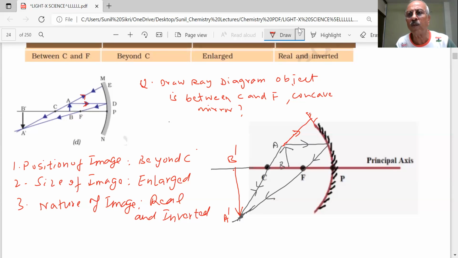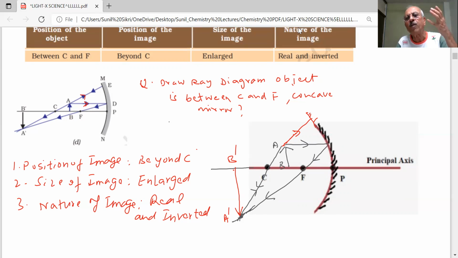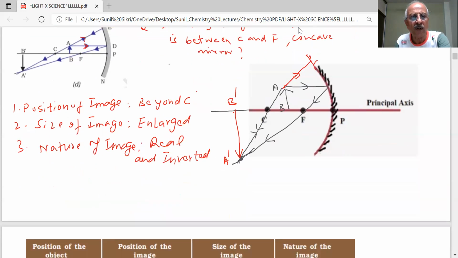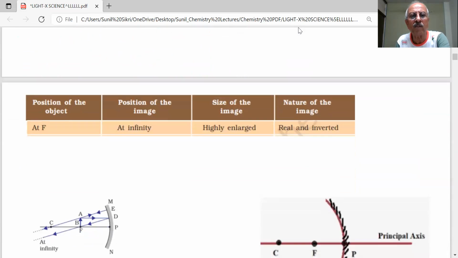So we should be able to draw the ray diagrams in the exam. By drawing ray diagrams, we get full information of what type of image will be formed, the nature of the image, and the distance of the image from the object. All right, students, case 5 is coming now.